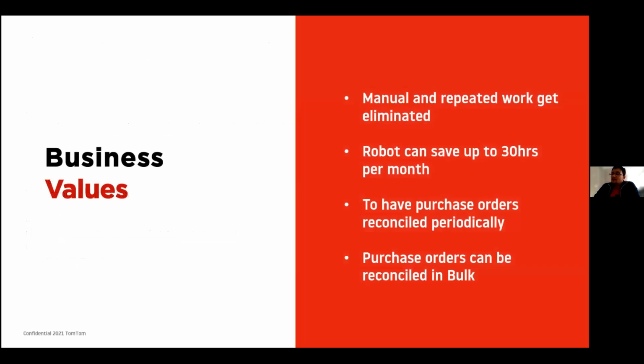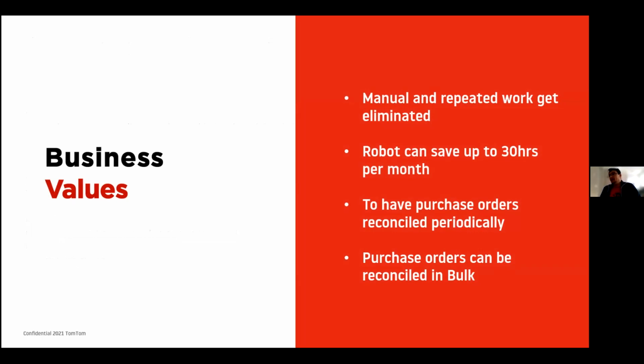Here you can see all the business values which we have achieved. Of course, the manual and repeated work gets eliminated. Otherwise we would have one person doing this job at least once per week, gathering all the purchase orders whose need-by date is coming to an end, and taking some actions. So this manual and repeated work gets eliminated, and by automating this process, we can save up to 30 hours per month.